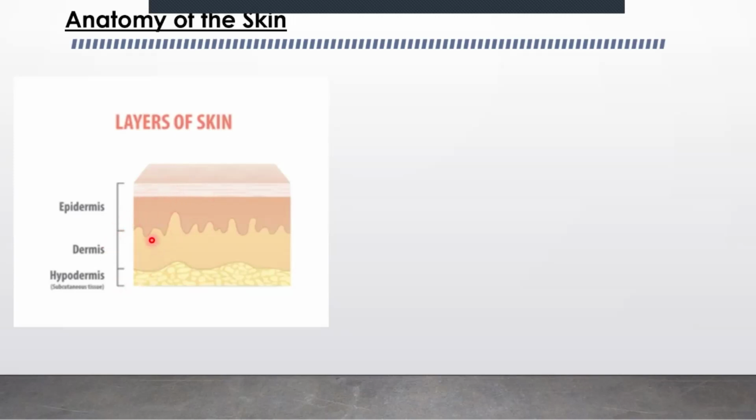And you also have the dermis now. The dermis has the dermal papillae and then the reticular dermis that is present here. And the hypodermis is a layer of subcutaneous tissue that contains deposited fats. It also contains blood vessels, nerves, and other structures.